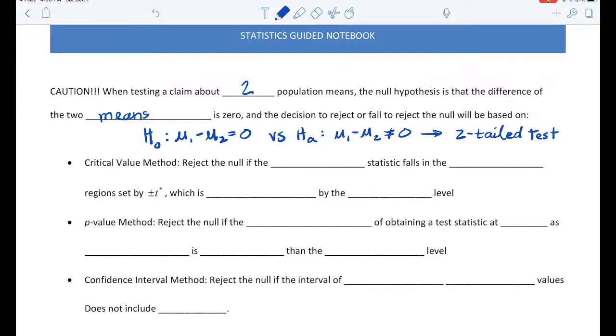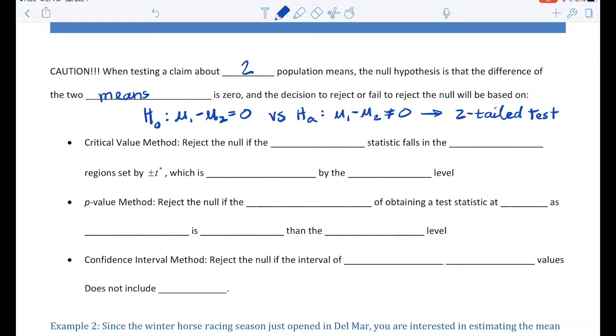And that means that if you construct a 95% confidence interval estimate, it will have the same t star as testing a two-tailed test at the 5% level. Very good. All right, so critical value method: reject the null if the test statistic falls into the critical or rejection region.